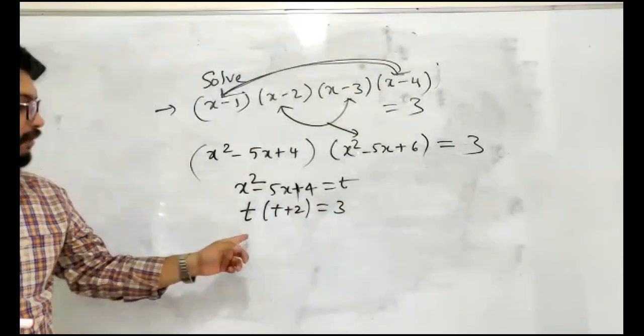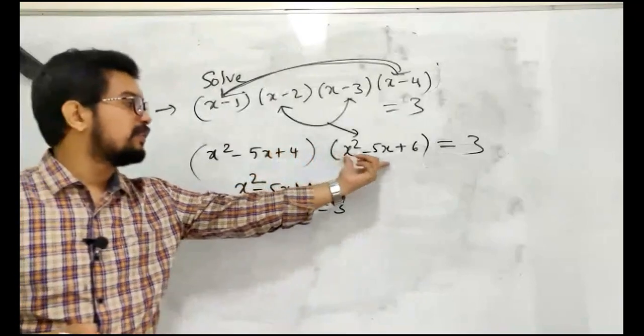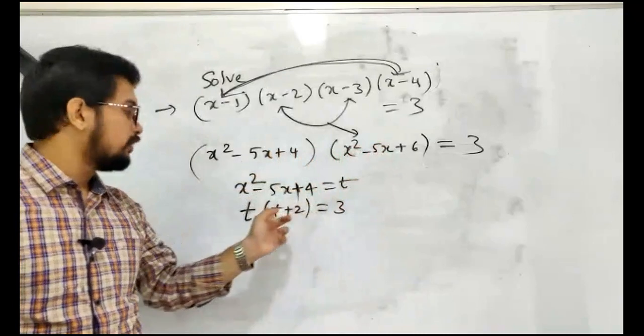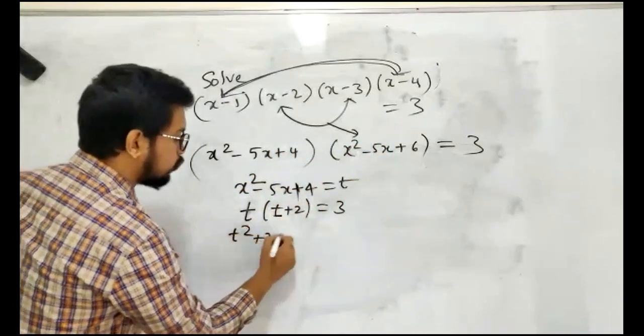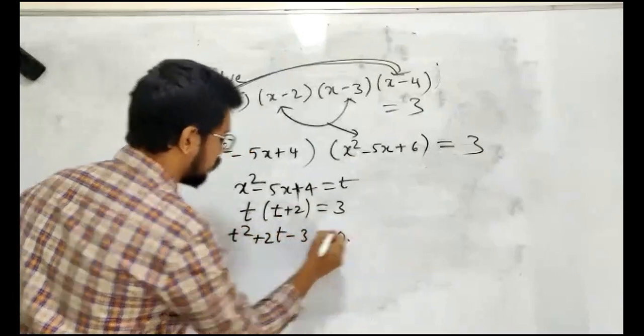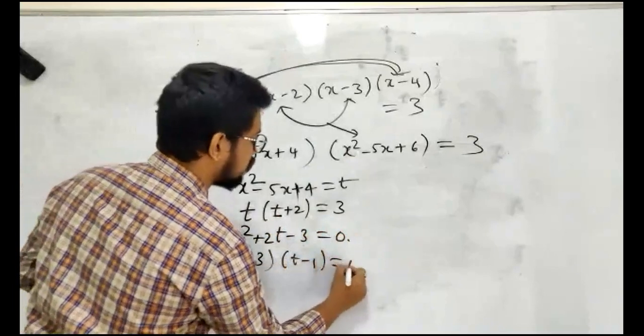You take x square minus 5x plus 4 is equal to t. Then the expression becomes t into t plus 2, so you'll get t into t plus 2 is equal to 3. So you'll get t square plus 2t minus 3 is equal to 0. So this is t plus 3 into t minus 1 is equal to 0.